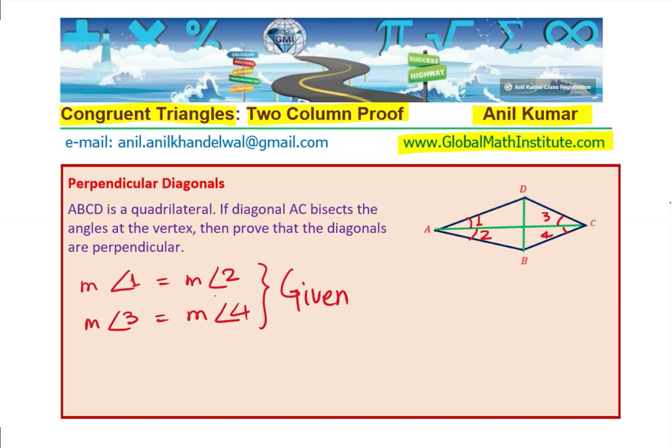What you need to prove is basically, then prove that the diagonals are perpendicular. That means the two diagonals which intersect at this point, let's call this M, are perpendicular. That is what you need to prove. So let's call this angle 5 and angle 6. We need to prove that the measurement of angle 5 is equal to the measurement of angle 6, and since they are perpendicular, it should be 90 degrees. To prove.